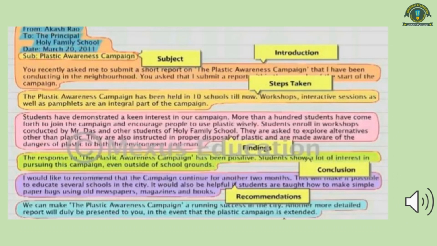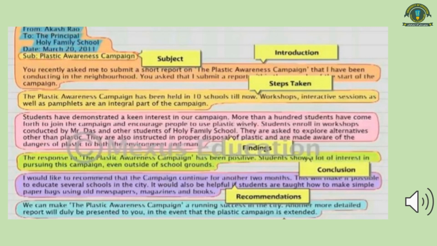Dear students, here you are looking at a sample report for your understanding. As you can see, the report starts with the address and date at the top of the page, and then the subject is mentioned, that is, plastic awareness campaign, and after that a brief introduction about the campaign, what the issue is, what the problem prevailing in that situation is.